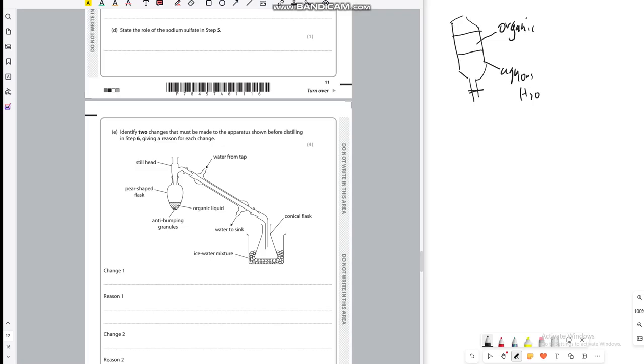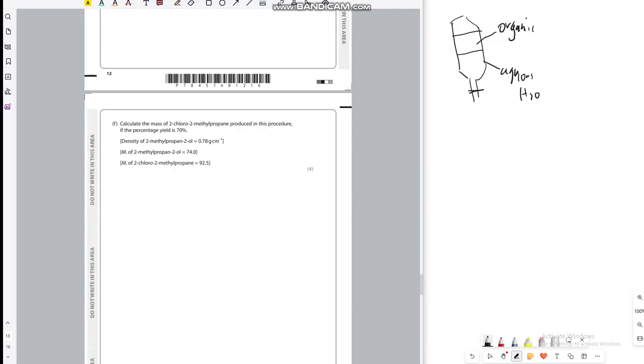For change 2, they're asking what is the next thing to do. Near the still head it's just open, it has to be closed, and there has to be a thermometer. So we had better say using a stopper or a seal fixed with a thermometer. We use a thermometer so that we will not exceed the boiling point of the haloalkane, so that we are sure that what we are collecting at the end in the conical flask is the haloalkane.